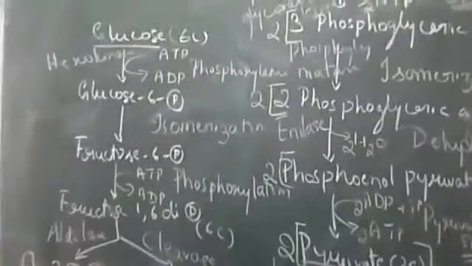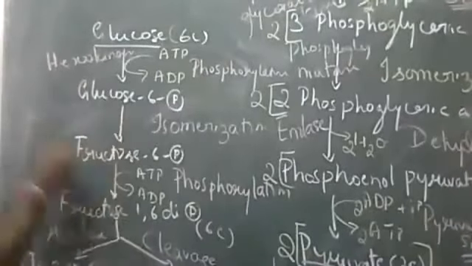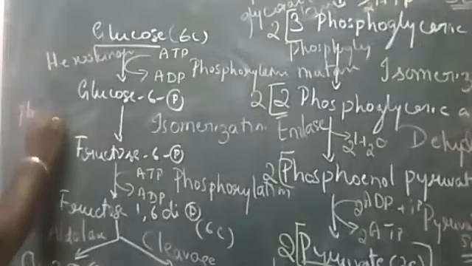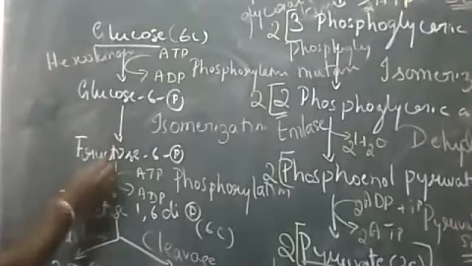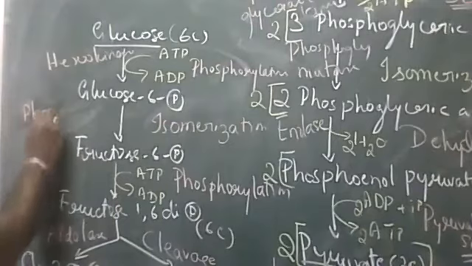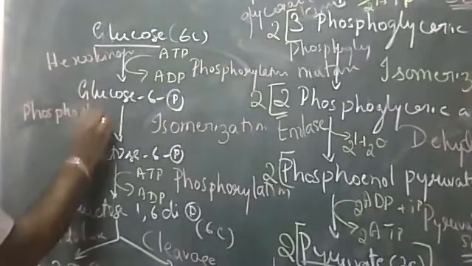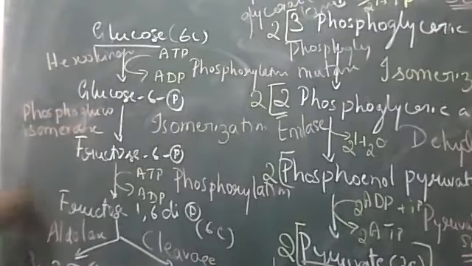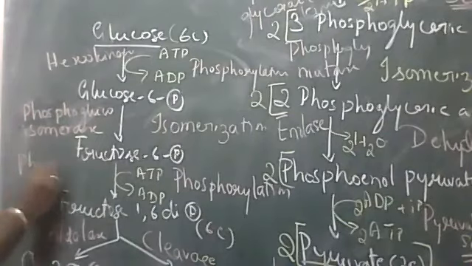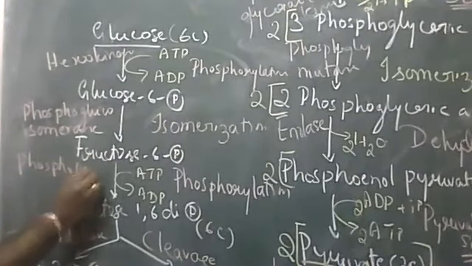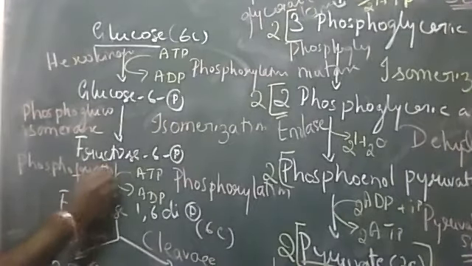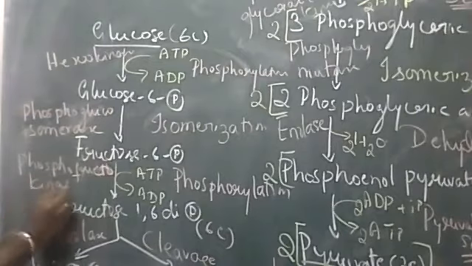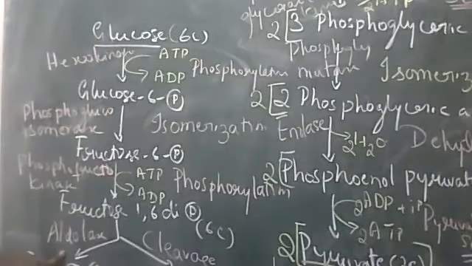Yes, sir. One second. I'll write the enzyme for this also. Phosphoglucose. What is this? Glucose 6-phosphate, fructose 6-phosphate. Phosphoglucose isomerase. Phospho fructo kinase. Aldolase. Everything is the same, children. Whatever you studied earlier, everything is the same.